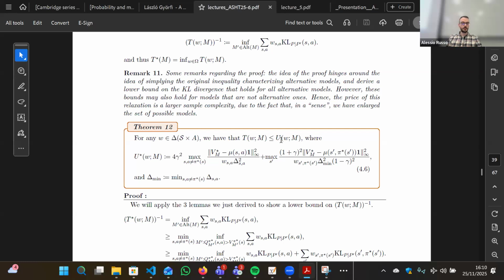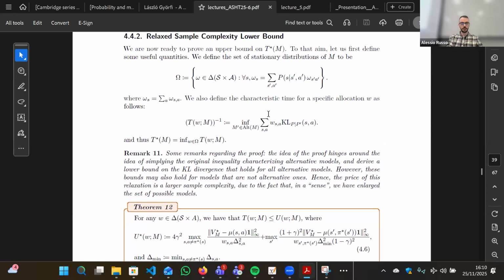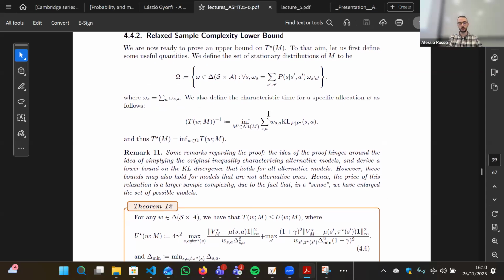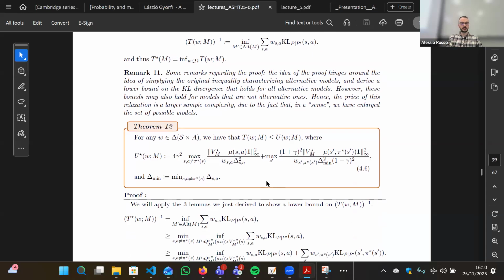Another idea to upper bound the characteristic time is usually to use a suboptimal exploration strategy. So if you remember, for best arm identification, what we did was plug in a suboptimal W, and then we derived an upper bound on the characteristic time. Here, instead, what we did was to relax the set of alternatives to derive an upper bound that holds uniformly for every W. So for every W, it holds.